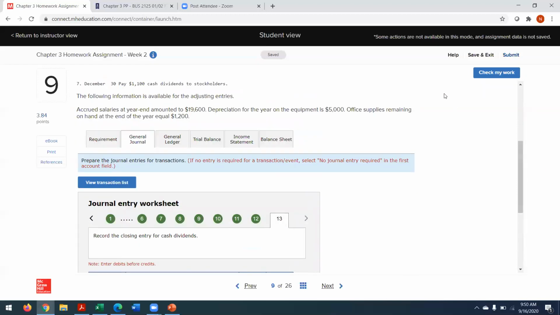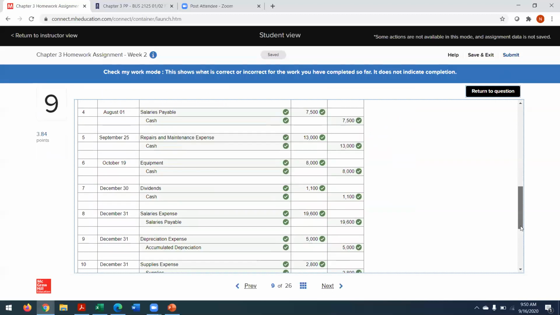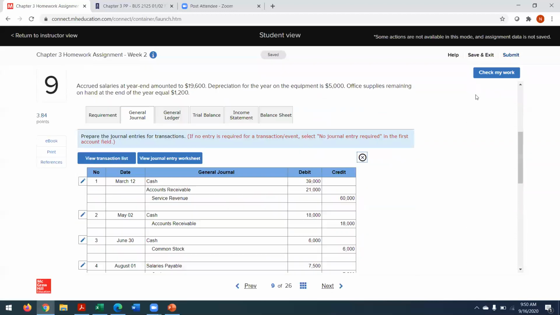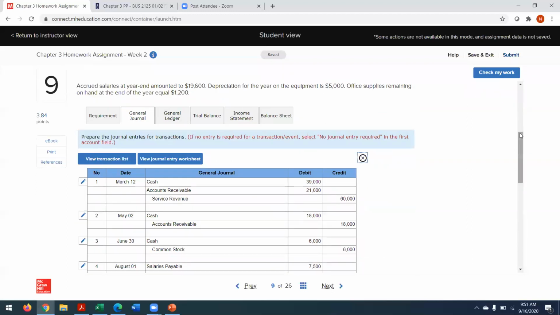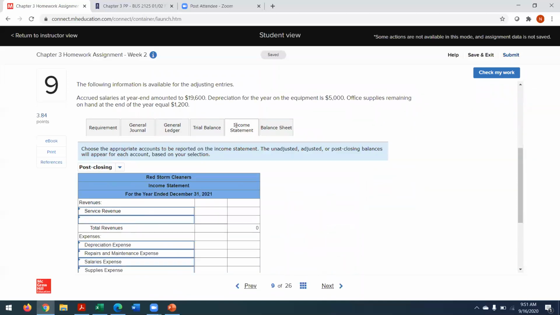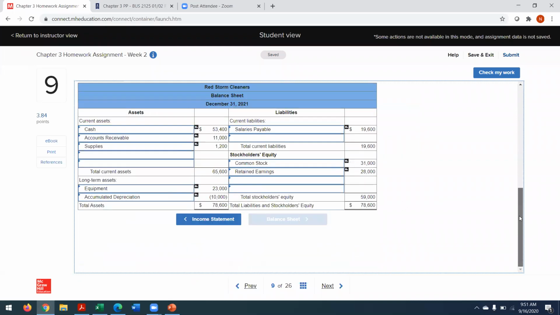So I believe this should be completed. What am I doing wrong? Is there anything else? My income statement will now show nothing because I've zeroed it out. The balance sheet will be the exact same.